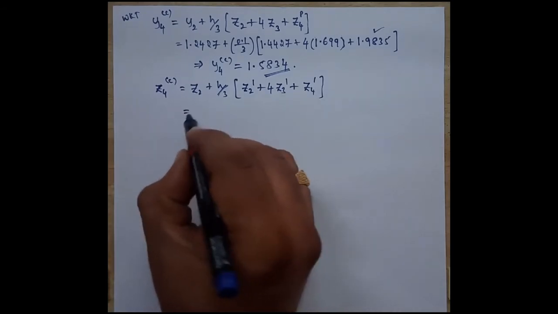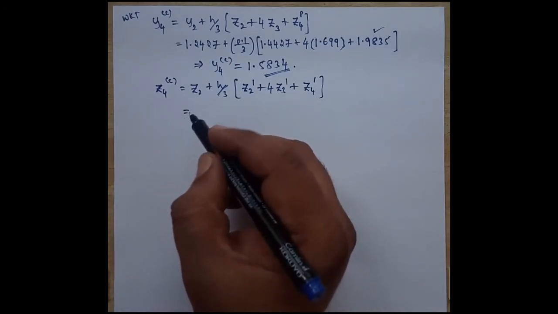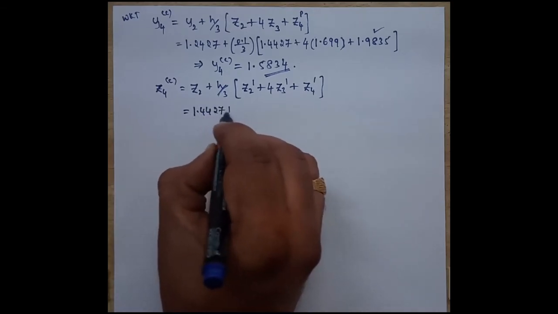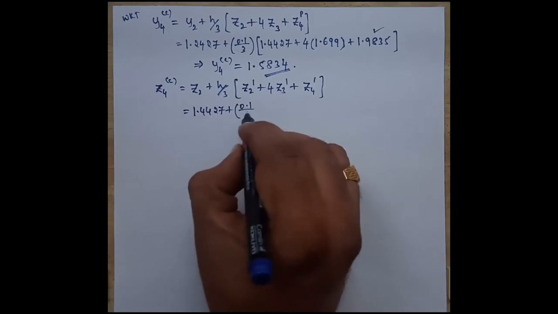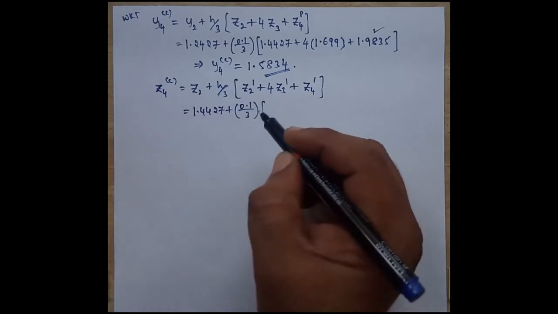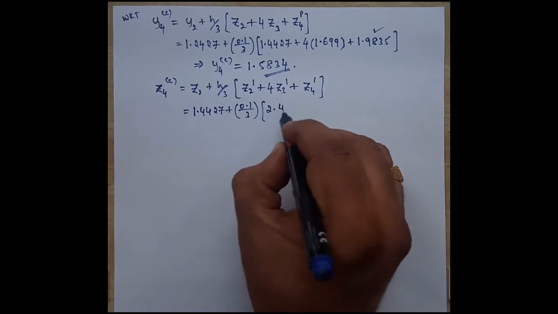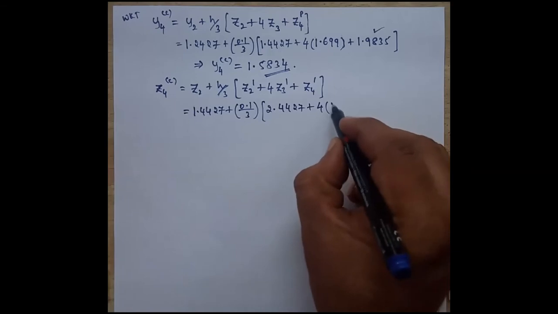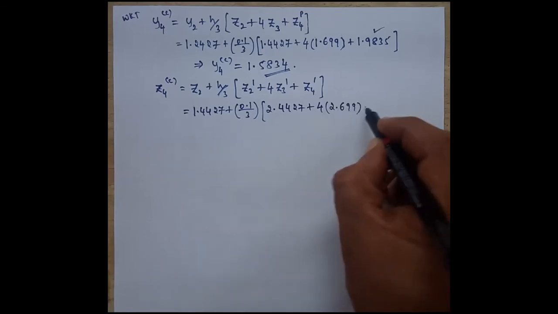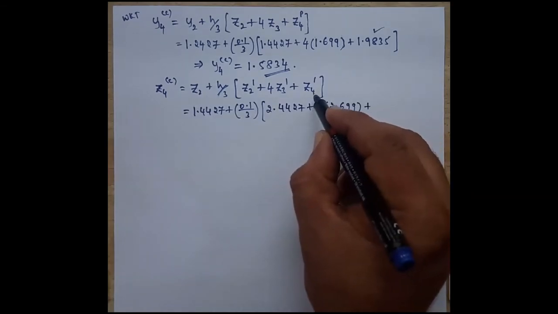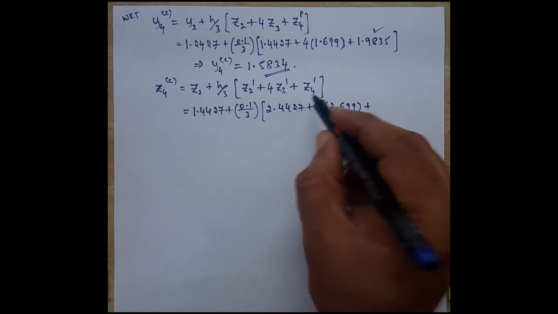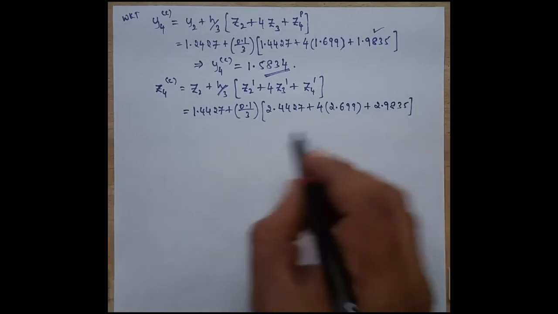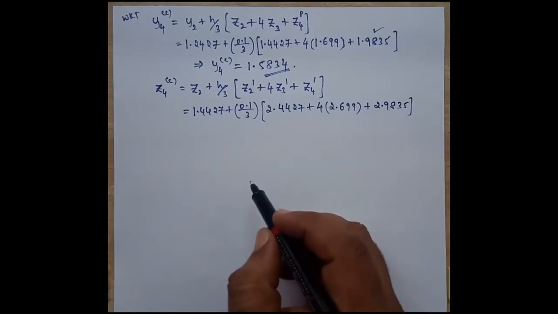Now substitute the values. What is Z2? Z2 from the table, it is 1.4427 plus H is 0.1, 0.1 by 3 into Z2 dash 2.4427 plus 4 into Z3 dash 2.699 plus Z4 dash. This we have already calculated. So Z4 dash is 2.9835. So this is the calculated value of Z4 dash.